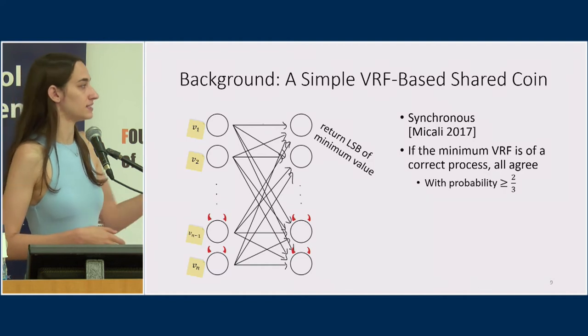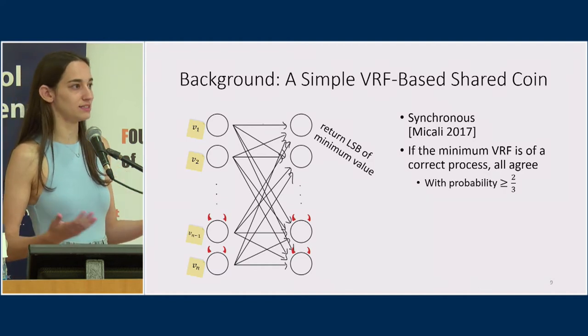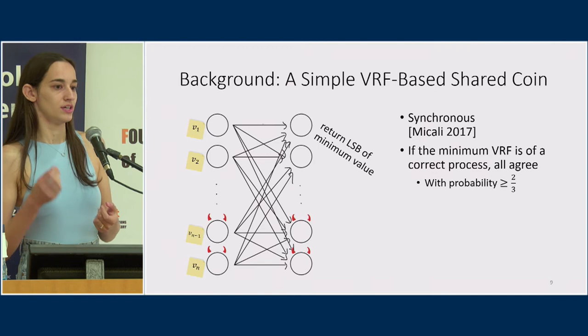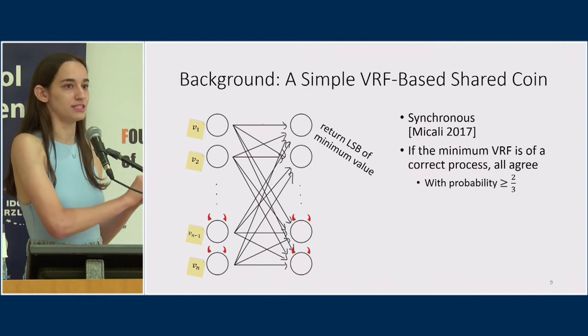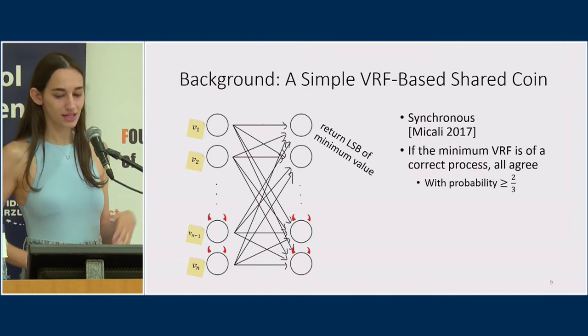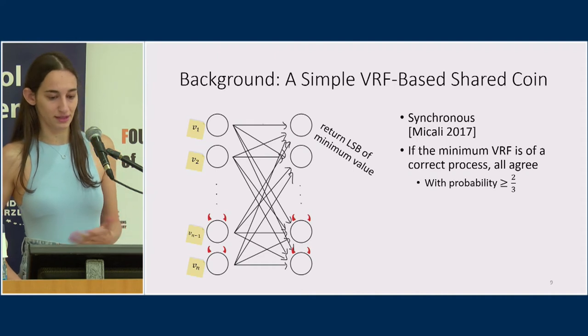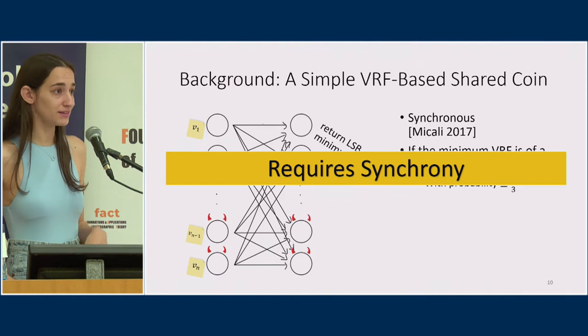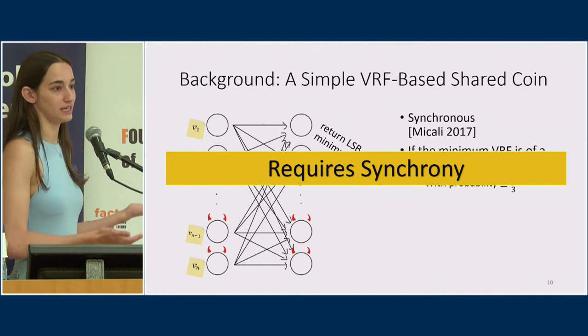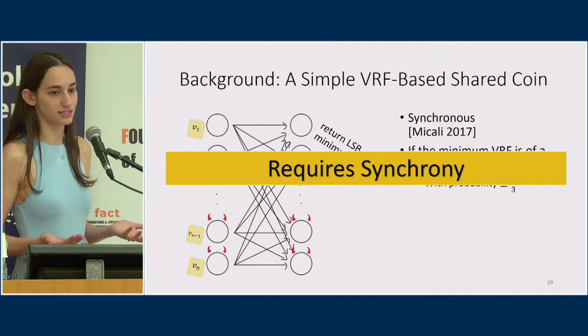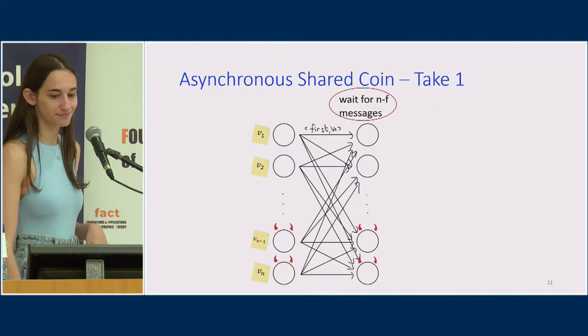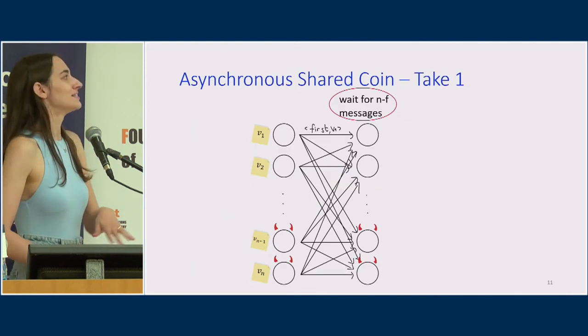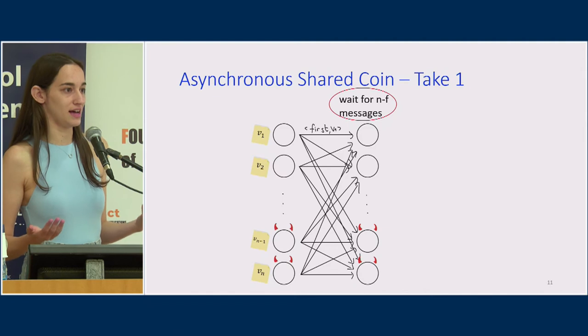As I said, this VRF provides random values, meaning that the adversary cannot choose that the Byzantine process will have this minimum value. So it limits the probability that it will ruin the scenario. But of course, this only works if we have synchrony and all processes hear from good processes. Sorry. So let's try and make it asynchronous.